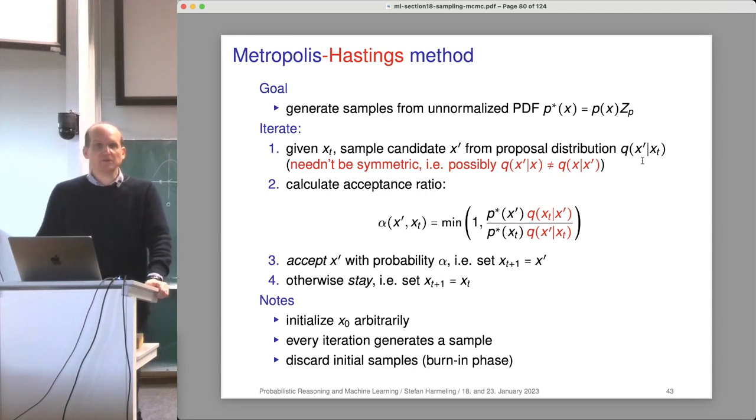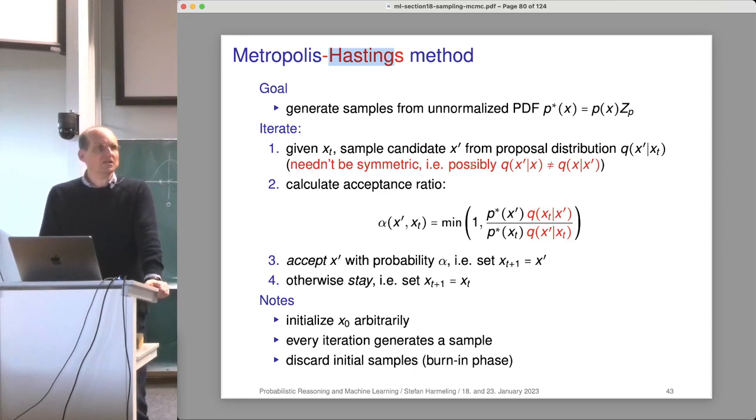Yeah, and symmetric means, basically, if I swap the roles of x and x prime, the probabilities are the same. Basically saying jumping forward or jumping backward is equally likely. However, in the Metropolis-Hastings method, this requirement is no longer there.